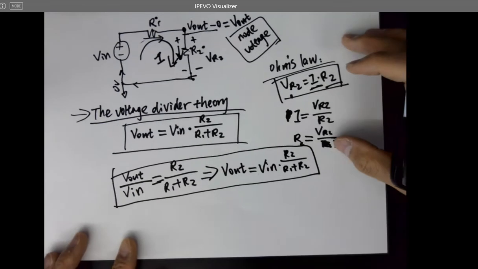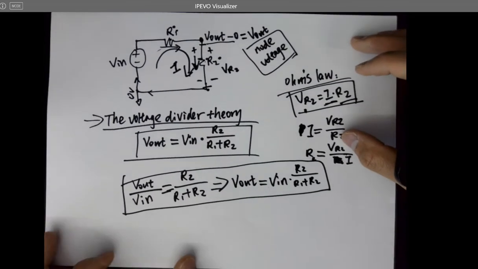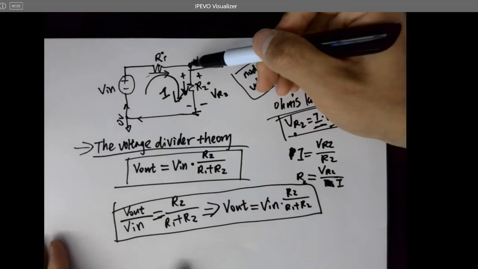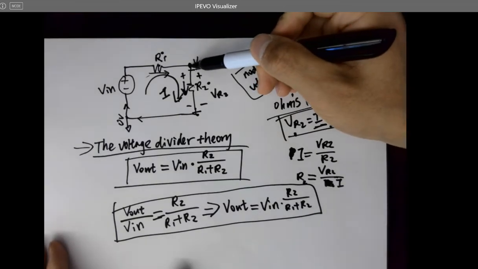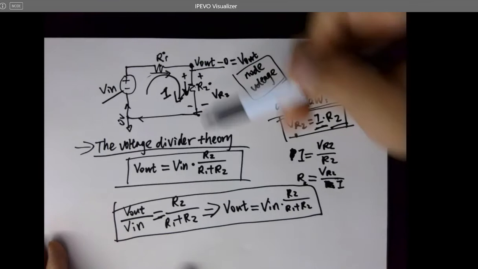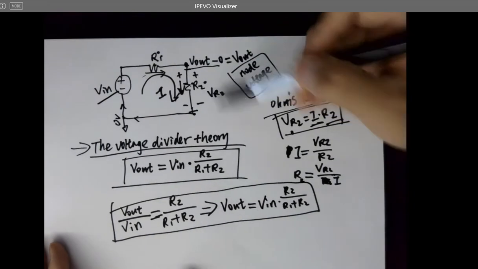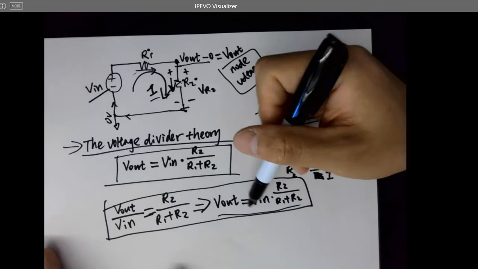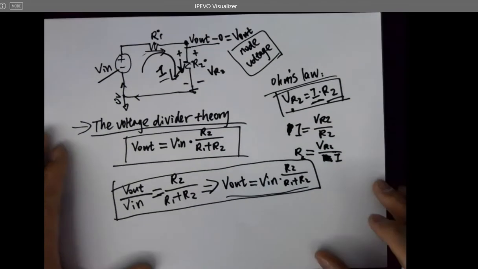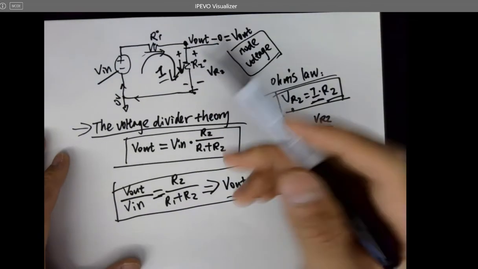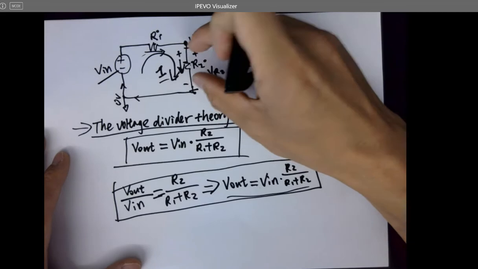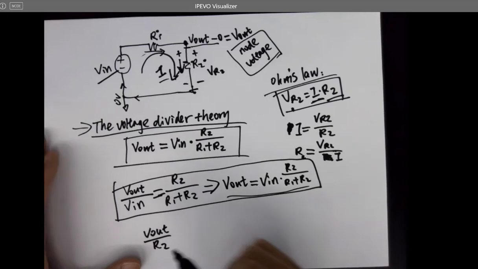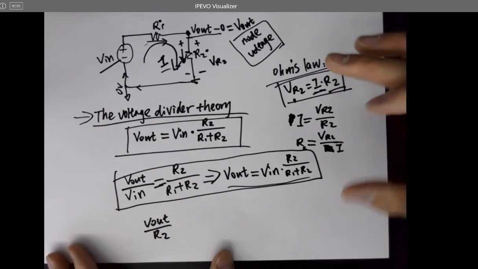The reason we will use this a lot in the future is that you can directly calculate the output voltage by knowing V in and the resistor values. You can just calculate it using this equation. You don't have to use a current. So why is this valid? Let's derive it. V out is a voltage over R2, is what? So what is this?